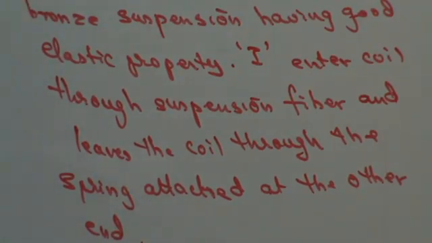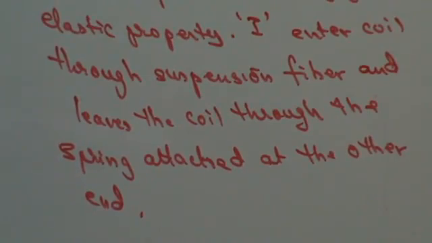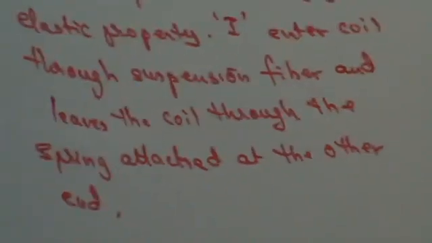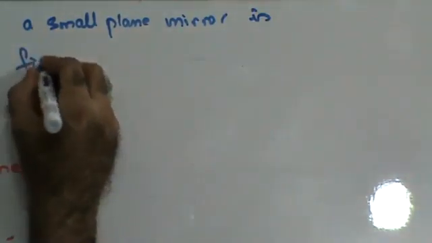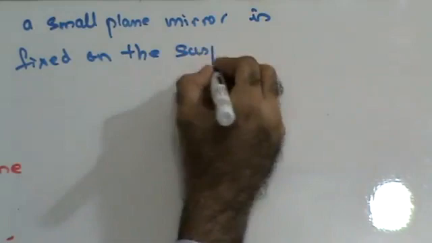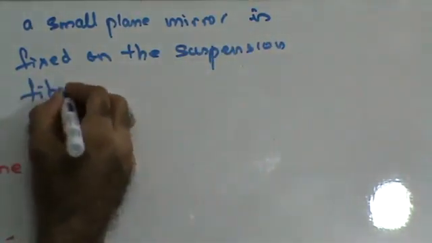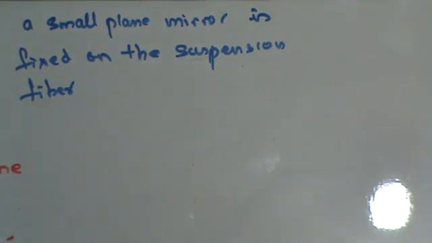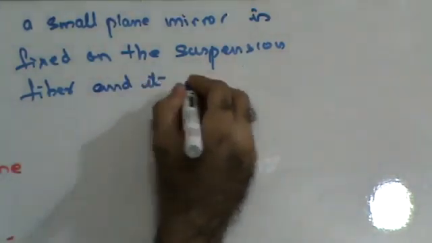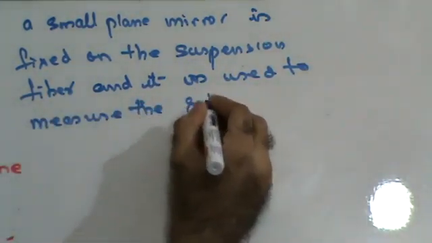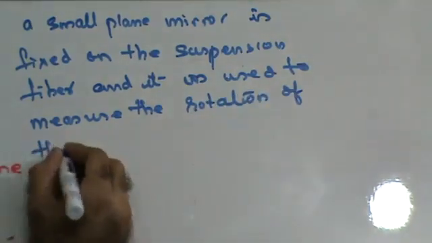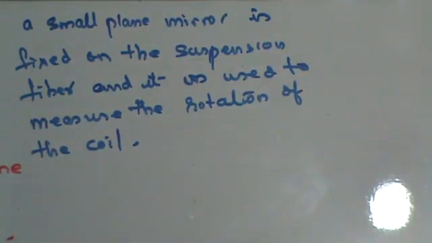Right? Last thing that you need here is the mirror. A small plane mirror is fixed on the suspension fiber, and it is used to measure the rotation of the coil. And that's your construction of a moving coil galvanometer.